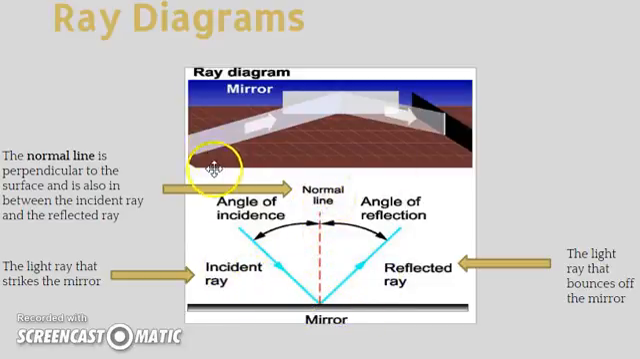I know I've gone over this several times, but I've got this picture here. It's just showing you. Incoming white light is going to reflect off the surface. It's going to be reflected as white light as well.